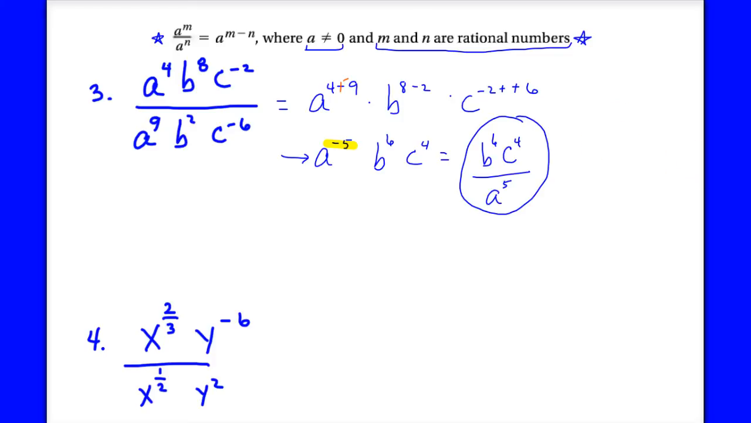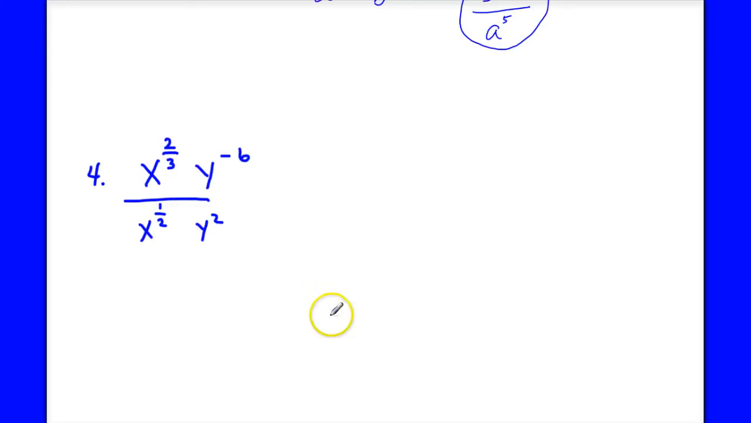Okay, and go back and review that one if you need to, and then I'm going to roll down and do one more example here for this property. Number 4. Same thing is happening here. We just have a division happening between some variables with exponents. So I'm going to match up the bases. So the x bases, I have 2/3 minus 1/2.